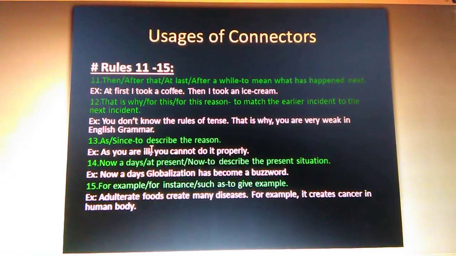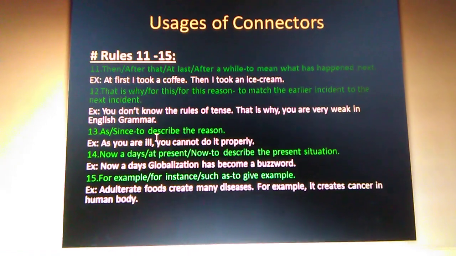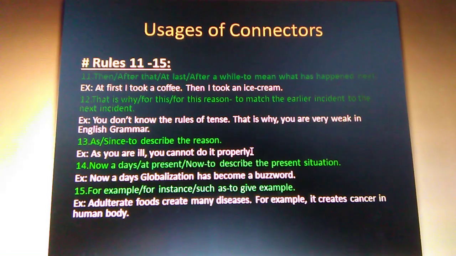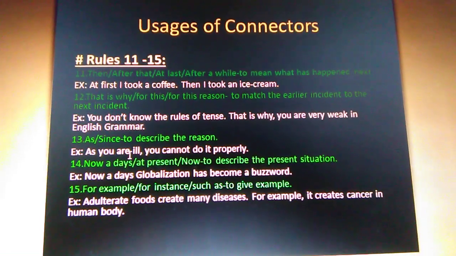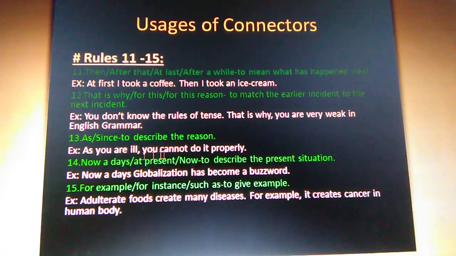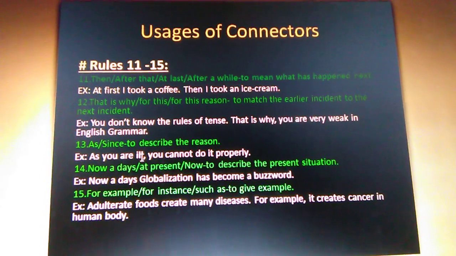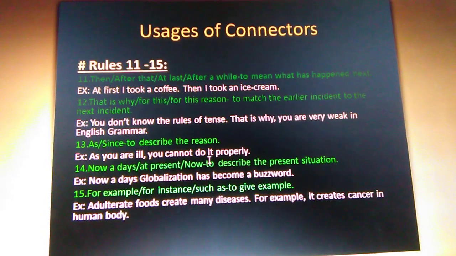As, since: these connectors are used to describe the reason. As you are ill, you cannot do it properly. So that is the reason. That is why you cannot do it properly.